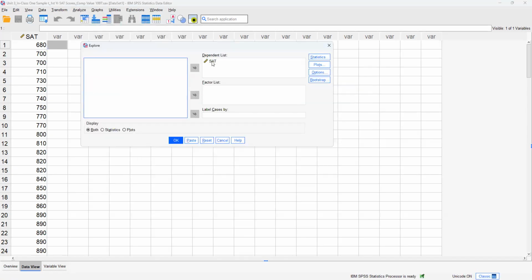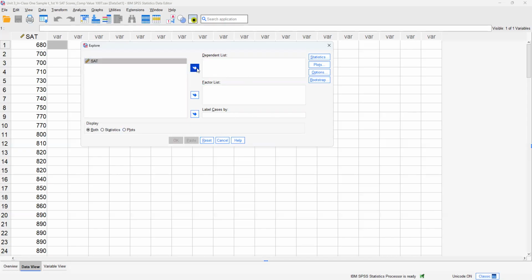And that brings up a dialog where SAT is our variable. We're going to move that over to the dependent list. Later on we'll have an independent samples t-test to look at, and there we'll put our independent variable in the factor list. But right now we just have a dependent variable, SAT.